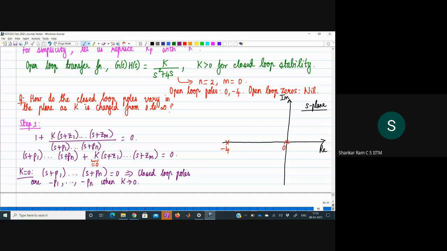So now, if we go back, we can essentially mark these two points. There is going to be one branch of the root locus starting from the open loop pole at 0, and one branch of the root locus starting at -4, as k tends to 0.